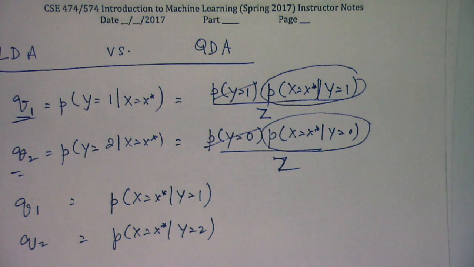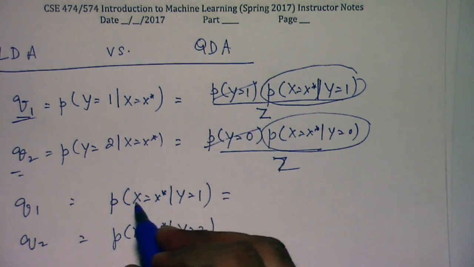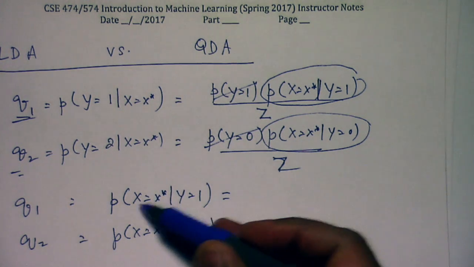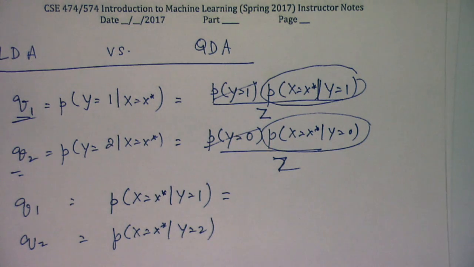Okay. Now, let's talk about QDA. So in QDA, what you did was you said that we are going to assume that this probability is actually a Gaussian, right? And so we can replace this with the PDF of a Gaussian.